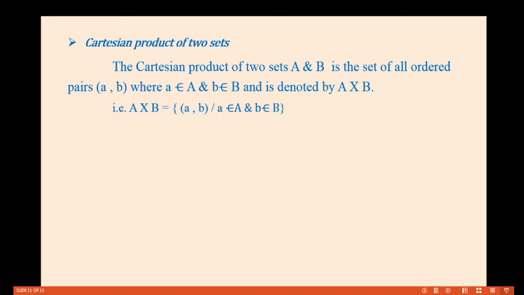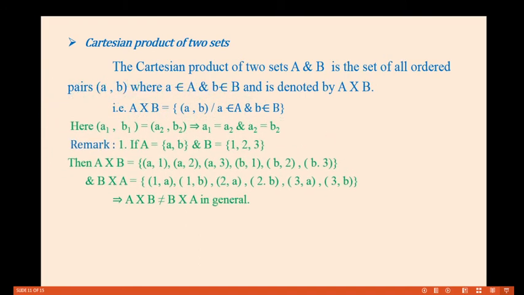Cartesian product of two sets. The Cartesian product of two sets A and B is the set of all ordered pairs (a, b), where the first component a belongs to the first set A and the second component b belongs to the second set B. And this Cartesian product is denoted by A cross B. So whenever (a1, b1) is an ordered pair, similarly (a2, b2) is also an ordered pair, and they are said to be equal if they are equal component wise.